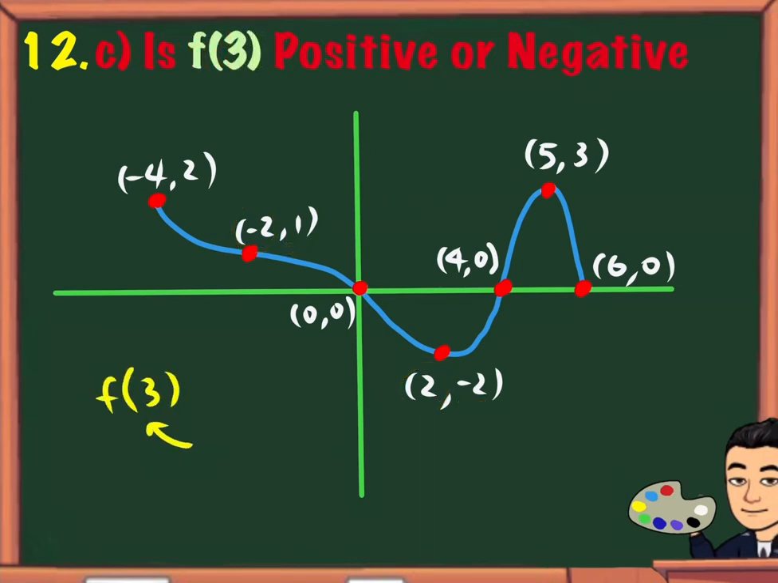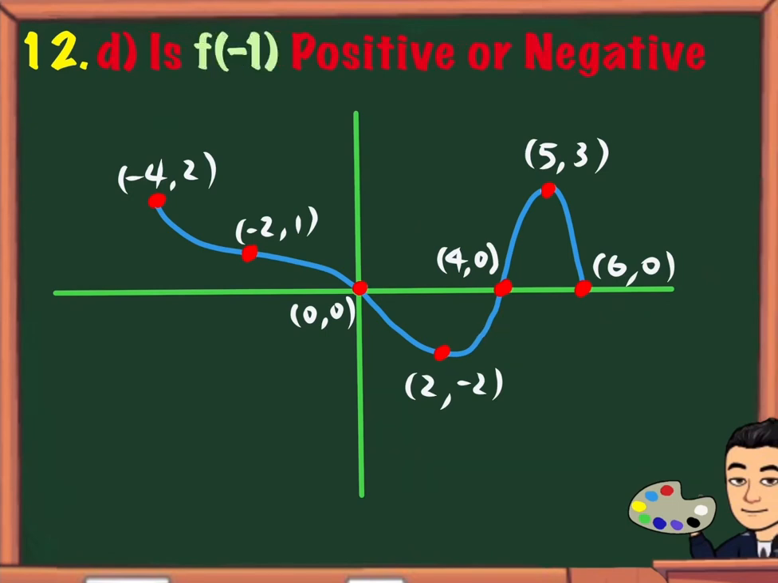So letter C, we're going to analyze f of 3. When x equals 3, what does y equal? We don't know, but we're going to answer whether it is positive or negative. Let's do an estimate. This is where x equals positive 3, and we estimate that the y value is going to be negative 1. So that's going to be a negative value.